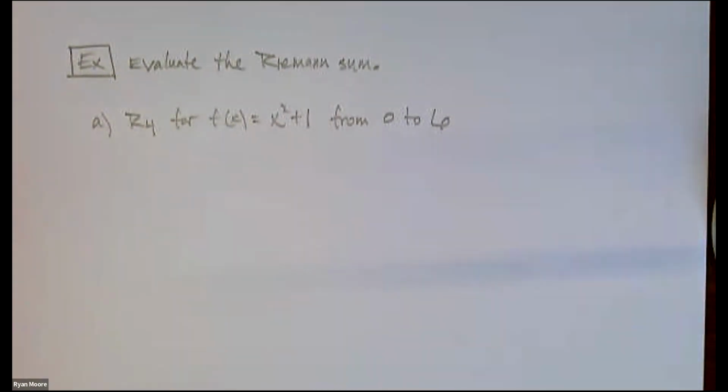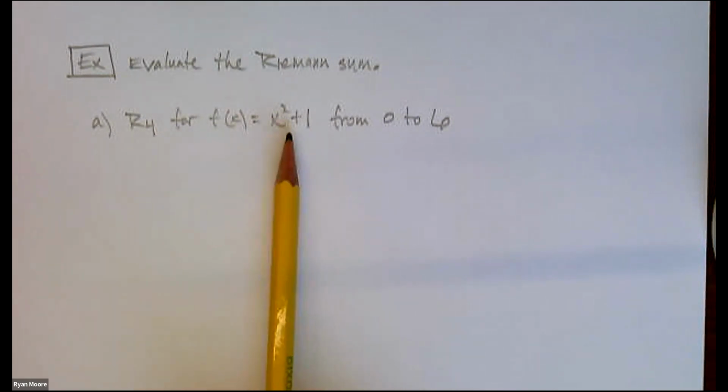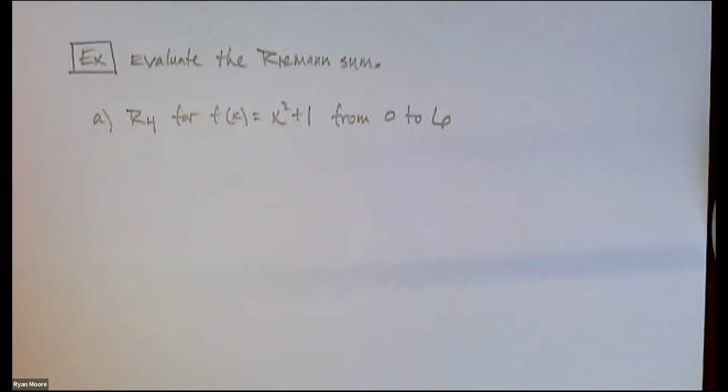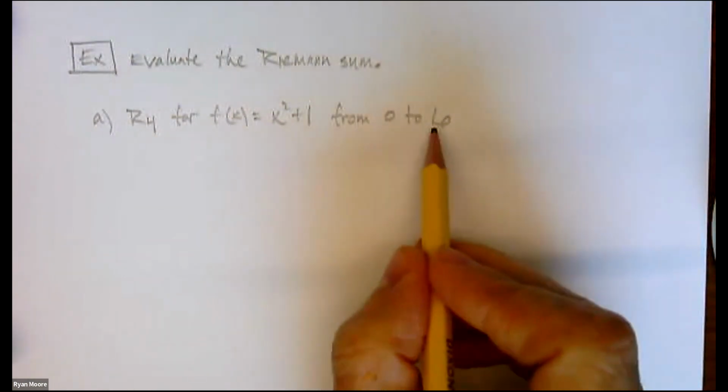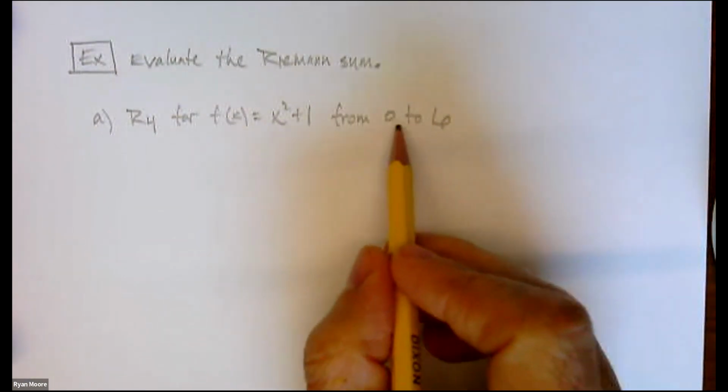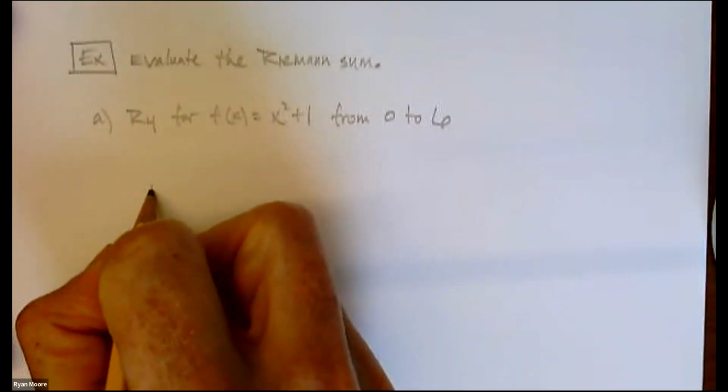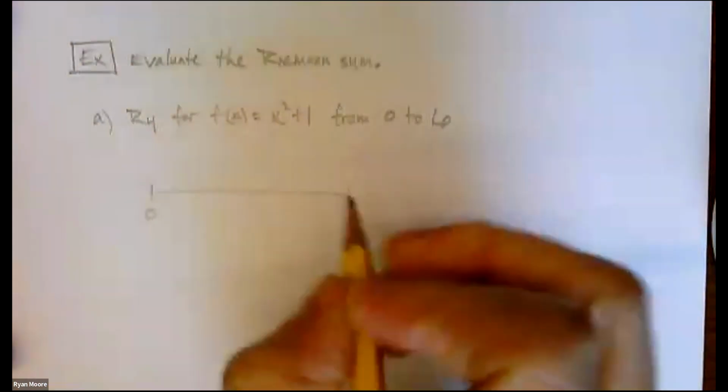Evaluating the Riemann sum, we'll start with finding R4, the right endpoints with 4 subintervals for f of x equals x squared plus 1 from 0 to 6. You might think, do we need to sketch the graph of our function x squared plus 1 to draw these rectangles? No, we don't need to do that. All we need to do is create a little number line from where we're starting and ending, from 0 to 6.